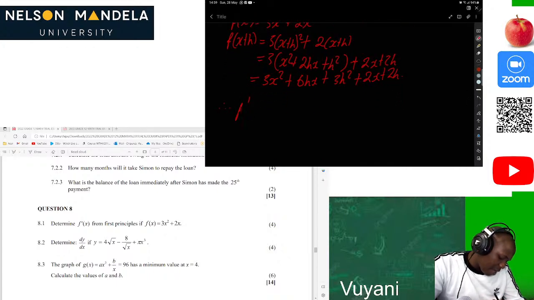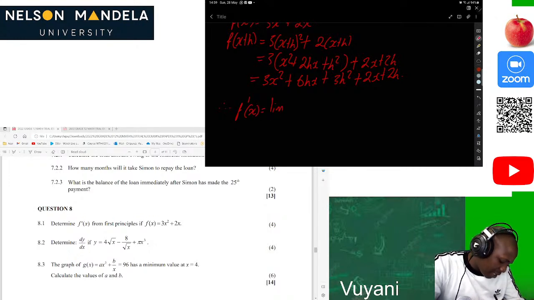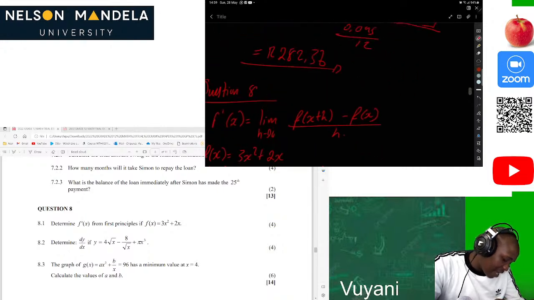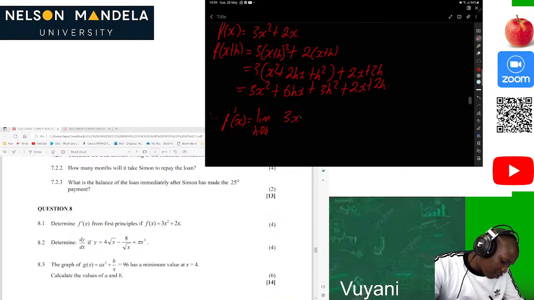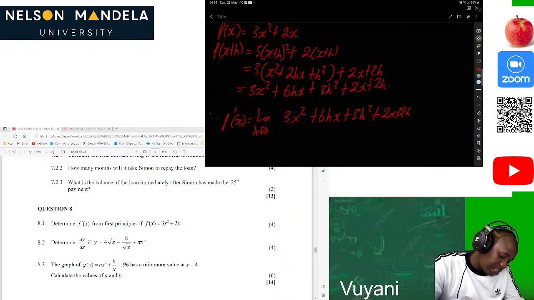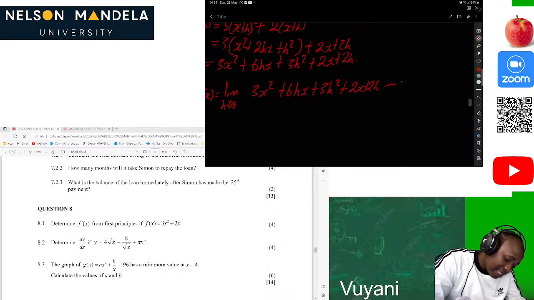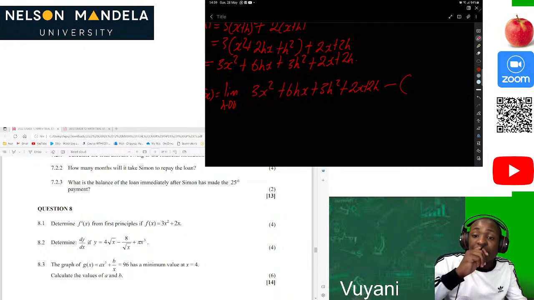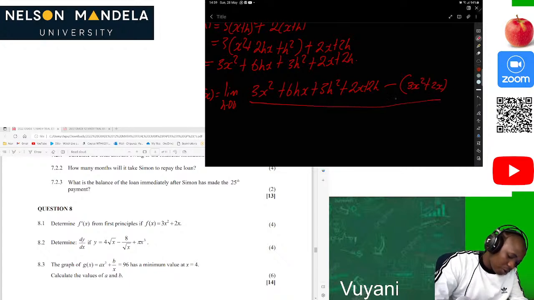Then, therefore, f prime of x, which is the first derivative, is equal to the limit as h approaches 0. What is our f of x plus h? It is what we calculated here. So we have 3x squared plus 6hx plus 3h squared plus 2x plus 2h minus, what is our f of x? Here is our f of x, so minus, put the brackets, because if you don't, you make silly mistakes there. So minus 3x squared plus 2x, okay? We divide all through by h.